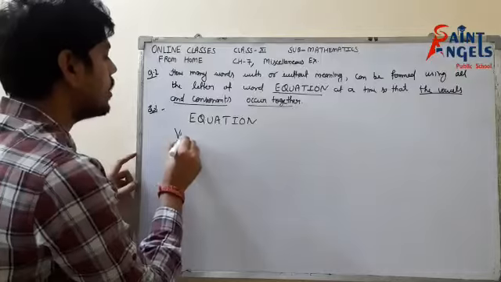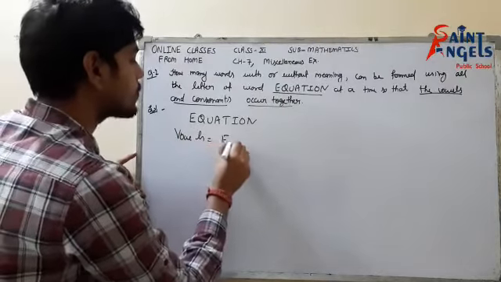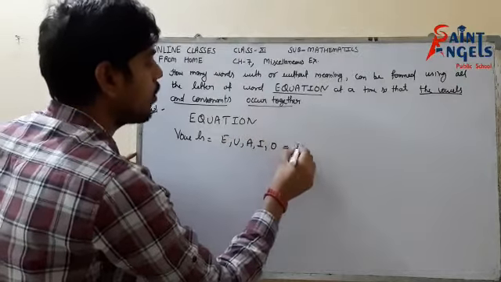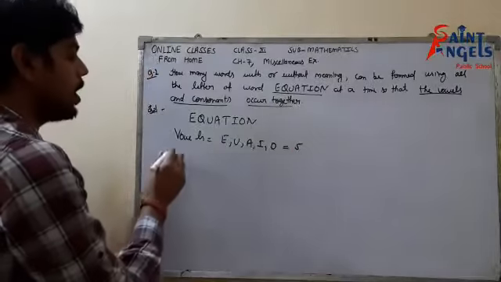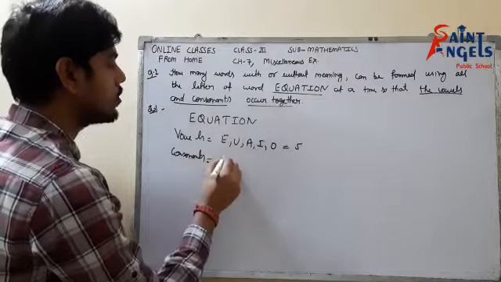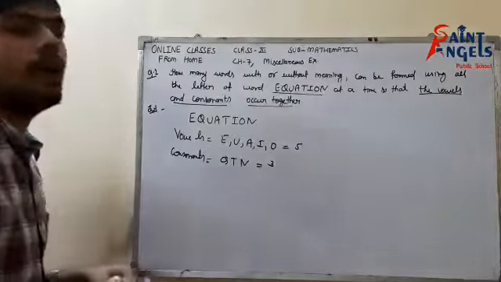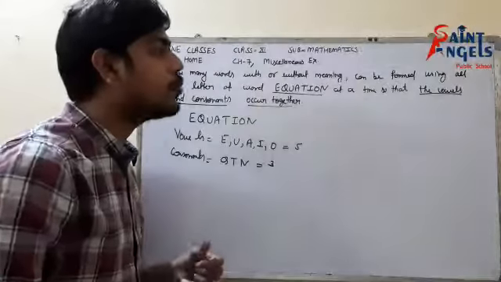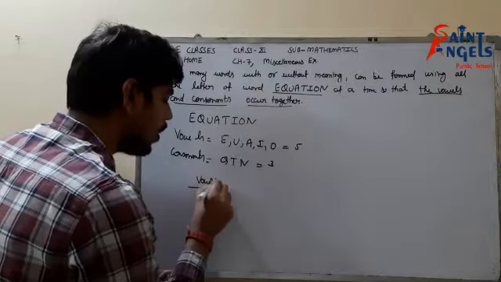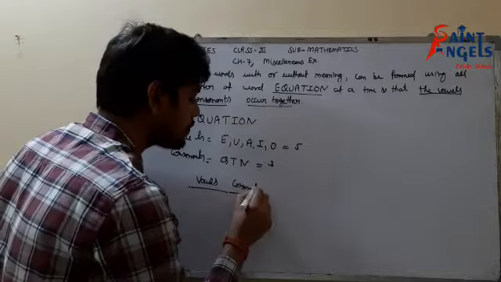In equation, the vowels are E, U, A, I, O. Great, all five vowels are together. Now the consonants are Q, T and N, three consonants. Now we have to arrange the letters in such a way that all vowels are together and all consonants are together.